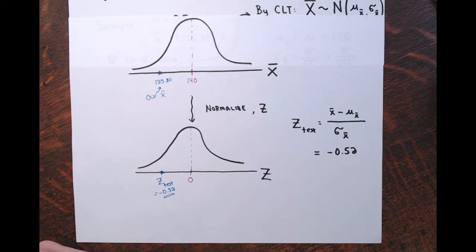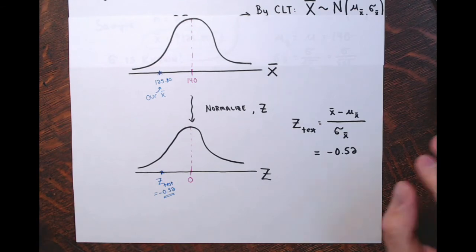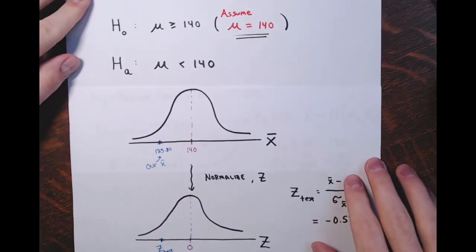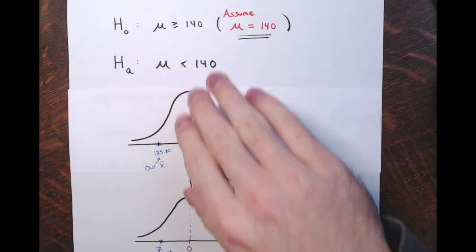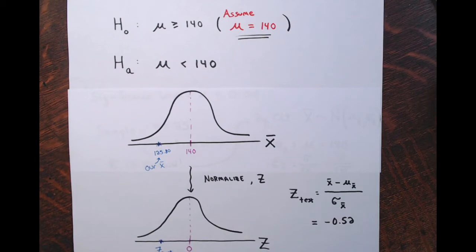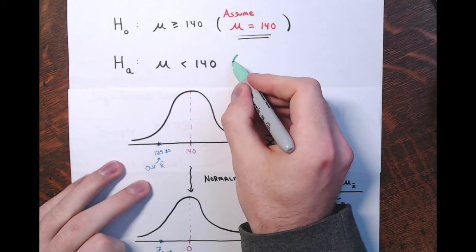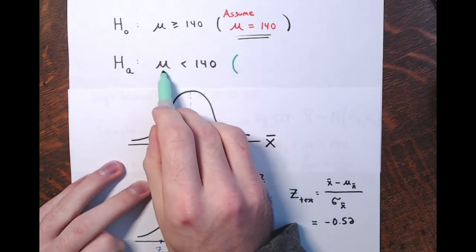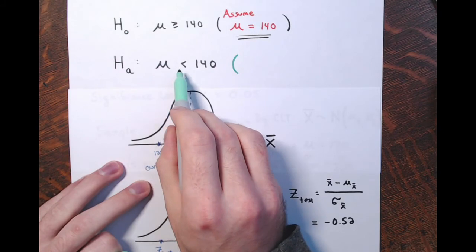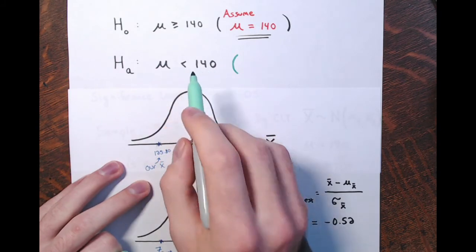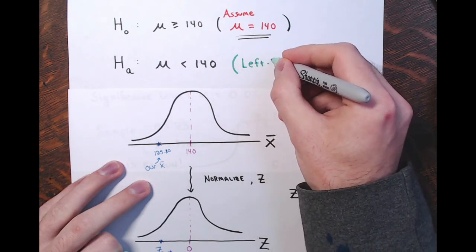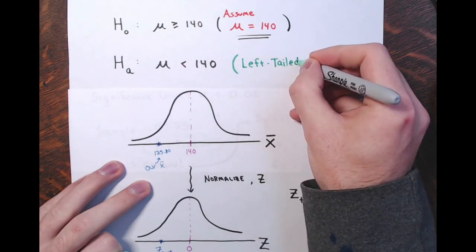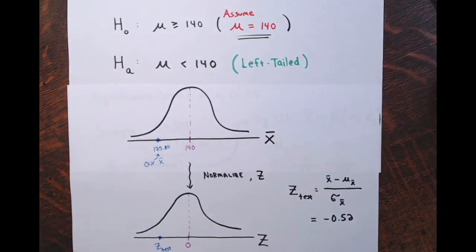All right, but now comes the p-value part. Now this all depends on what kind of test you have. This goes back to how the hypotheses are set up and what the alternative hypothesis looks like. The alternative hypothesis here is that the mean amount spent per month on public transit is less than some value. If that's the case, you're running what's called a left-tailed test.